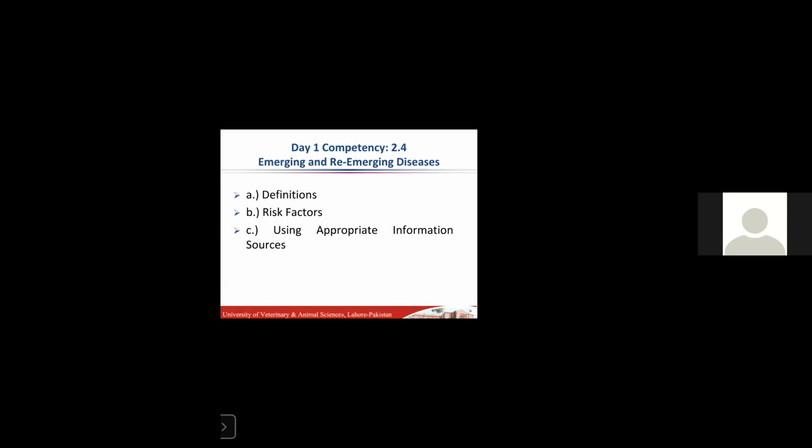Risk factors mostly linked with host, risk factors mostly linked with agent, and risk factors mostly linked with environment. The day one graduate must know this epidemiological triad linked with the risk factors. And thirdly, using appropriate information sources. He must know which sources are most reliable to retrieve the knowledge of emerging and re-emerging diseases at the internet level, at the database level. For example, WAHIS, the World Animal Health Information System, is the most reliable source in this regard.